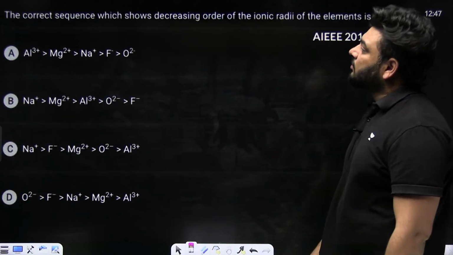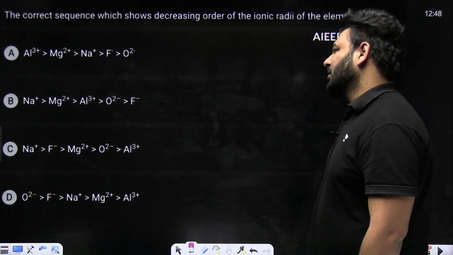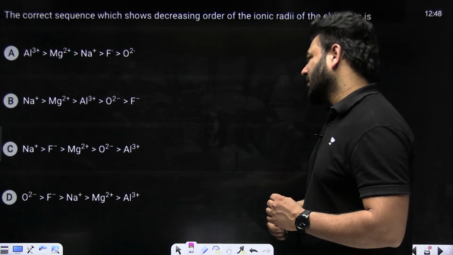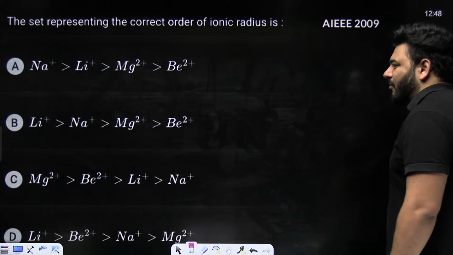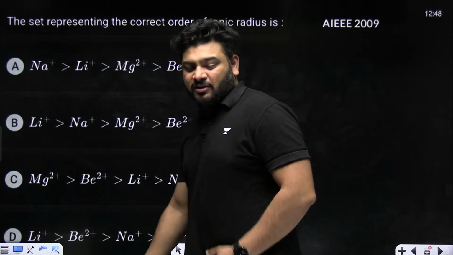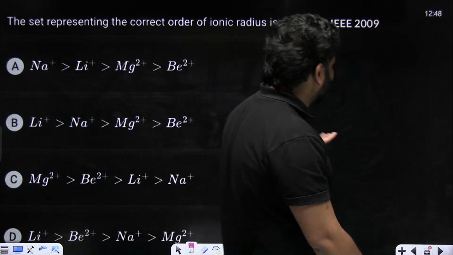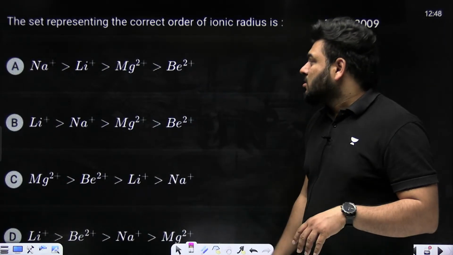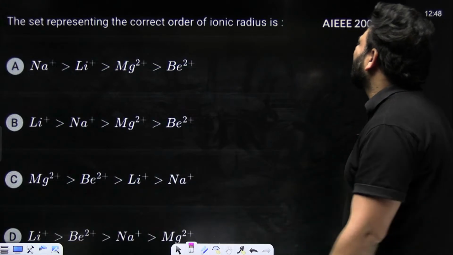Next is correct sequence. Again, same question, IEEE 2010. Similar questions have been asked, man. It's frustrating, yaar. D is the correct answer. Seems like we'll finish all these questions in just 1 hour then, if these are very easy and they are repeated, yaar.